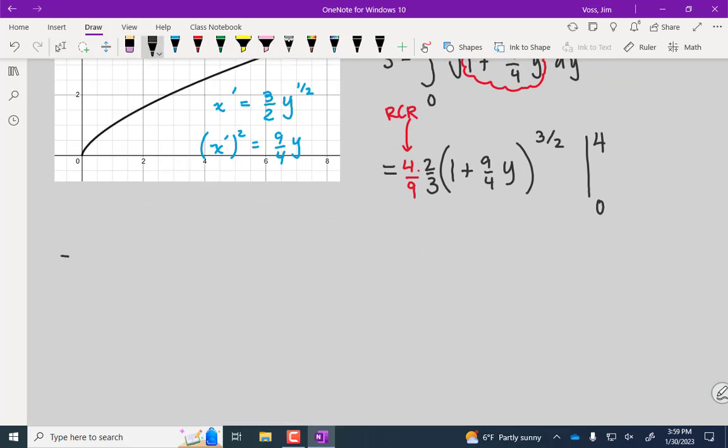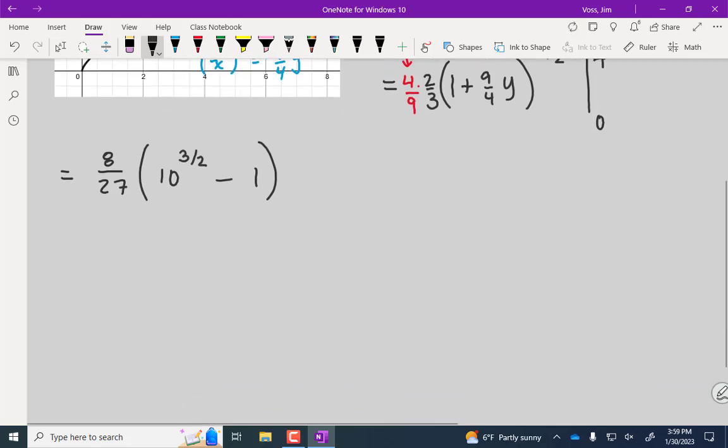So plugging in, let's see, do we have any simplification? It looks like just 8 over 27. So in that antiderivative, first we'll plug in 4. 4 and 4 cancel, so we get 9 plus 1, we get 10 to the 3/2. And then we subtract off the antiderivative at 0. We get 1.